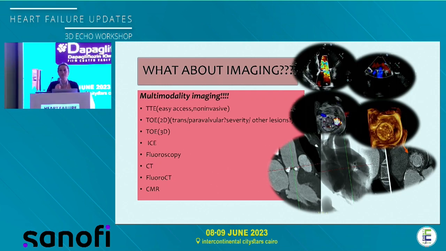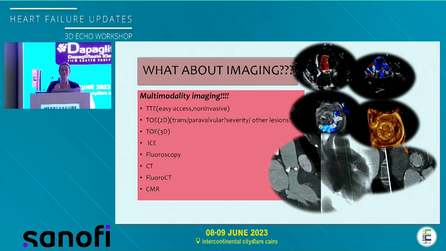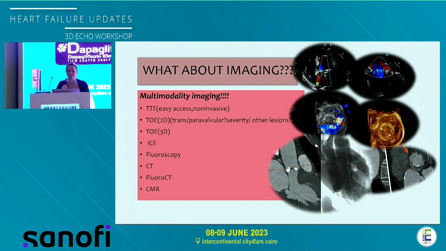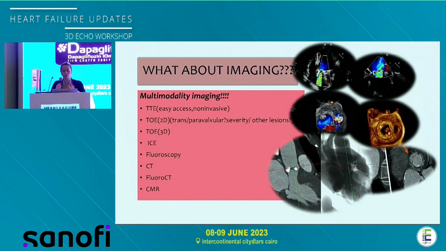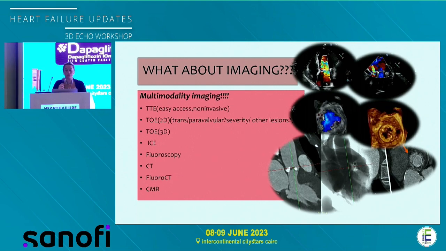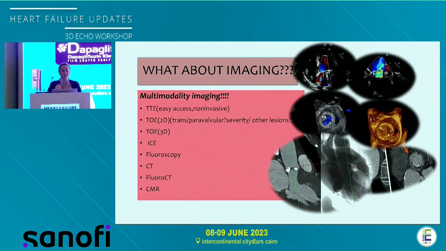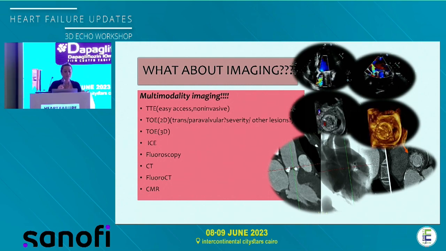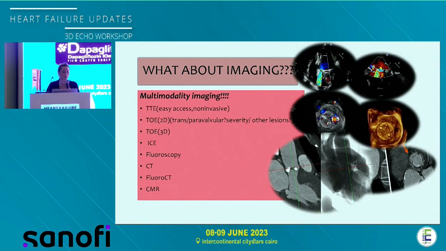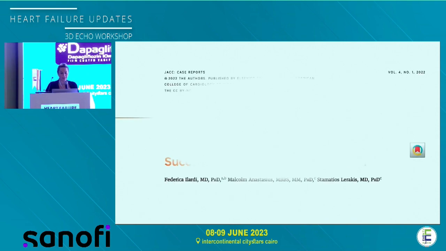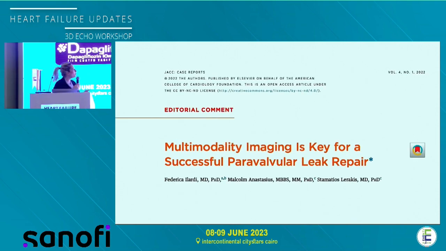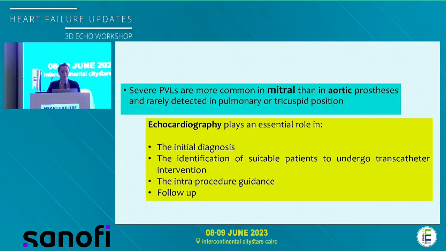What about imaging? Again, I'm emphasizing multimodality imaging: transthoracic echocardiography, TOE, 2D, 3D TOE. You can use ICE, we don't use it at the moment at our center, and fluoroscopy, CT, fluoro-CT, and even cardiac MRI can be used. And this is a very nice paper from JACC Case Reports in 2022, which tells the importance of multimodality imaging for a successful paravalvular leak repair.